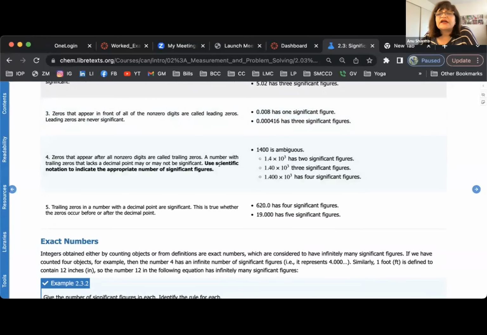Next is the zeros that appear after. Now here, this is an exact number. Exact numbers are what numbers? Those which do not have a decimal. Those are exact numbers, okay? So in this exact number, 1400 will have variable significant figures. So what does this mean?